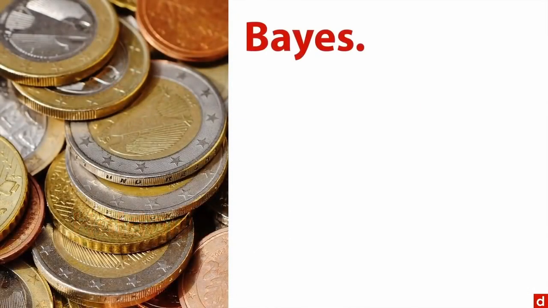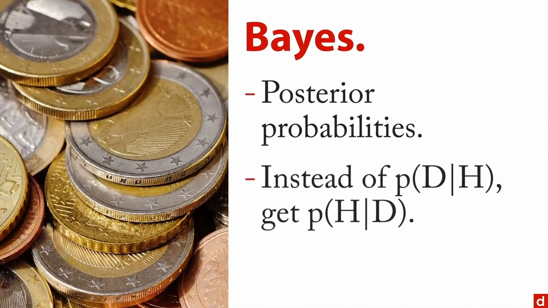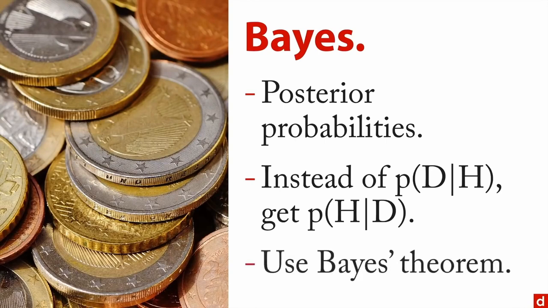The first one is Bayes, and the idea here is you want to get what are called posterior probabilities. Most analyses give you a probability value for the data given the hypothesis, so you have to start with an assumption about the hypothesis. But instead, it's possible to flip that around by combining it with special kinds of data to get the probability of the hypothesis given the data. And that is the purpose of Bayes' theorem, which I've talked about elsewhere.